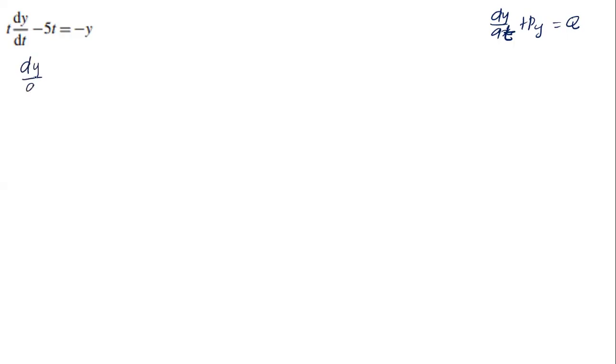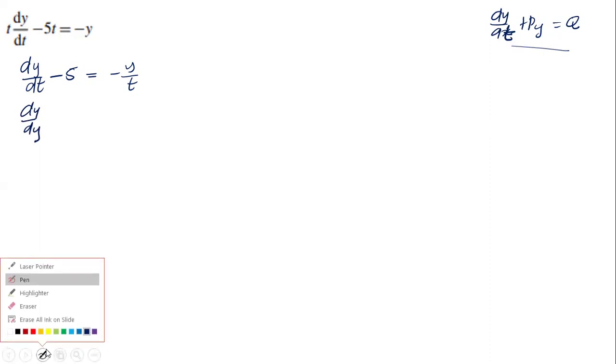So when I divide by t, t will cancel. And therefore there I'm going to have 5, t will cancel. And then here I'm going to have negative y over t. Right? Now look at my dependent variable. Now I'm going to have to take this side because it's my dependent variable. I want to write this equation like this, right? So that means I'm saying dy over dt.